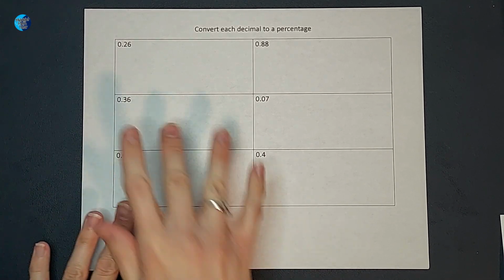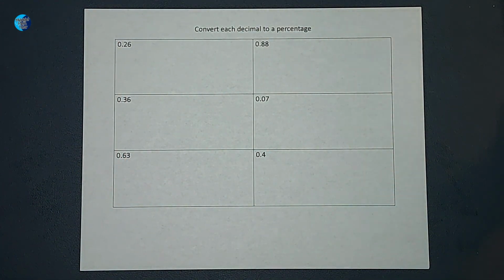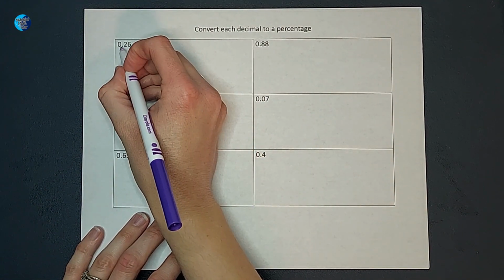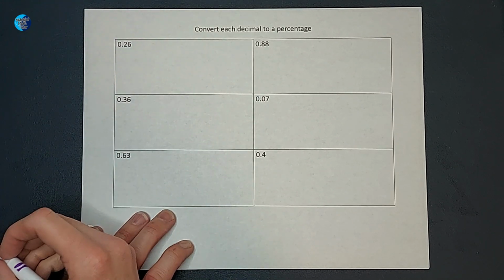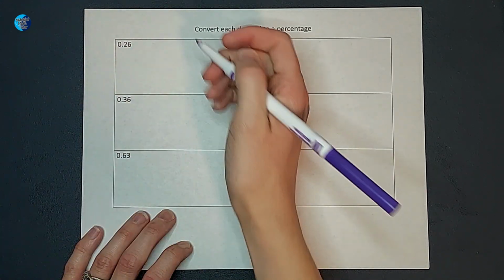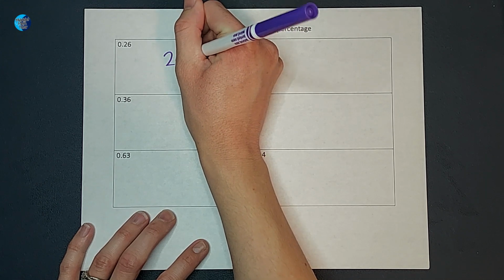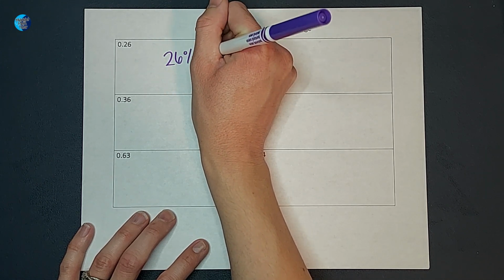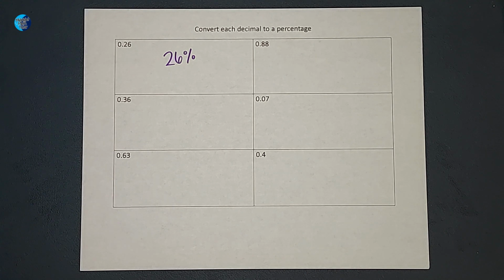Hey guys, we are going to convert each of these decimals to a percentage, and I bet it's probably going to be easier than you think. So to convert these, all I have to do is move the decimal place over twice, meaning 0.26 is 26%. Yes, it is that easy. But if you're like, why? Why is that 26%? That's something I would ask.